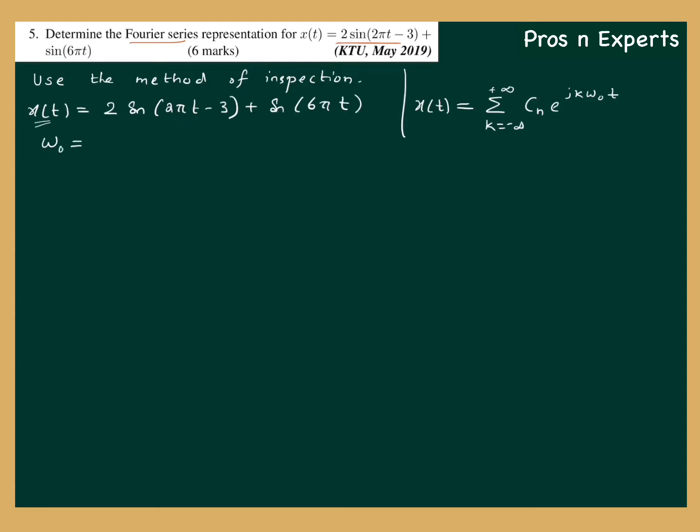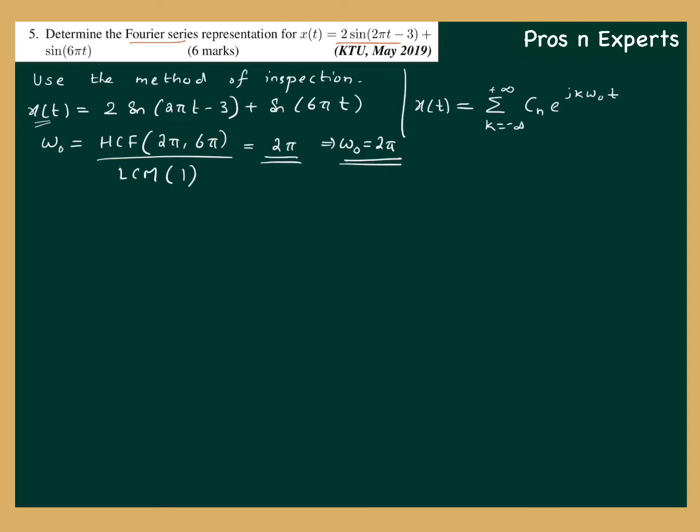How will you find the angular frequency? If you remember, it is nothing but HCF of the numerators in the argument, that is 2 pi comma 6 pi, divided by LCM of denominators. Denominator is 1, so that is given by 2 pi. HCF of 2 pi and 6 pi is 2 pi. So omega 0 equal to 2 pi. Save it for later purposes.